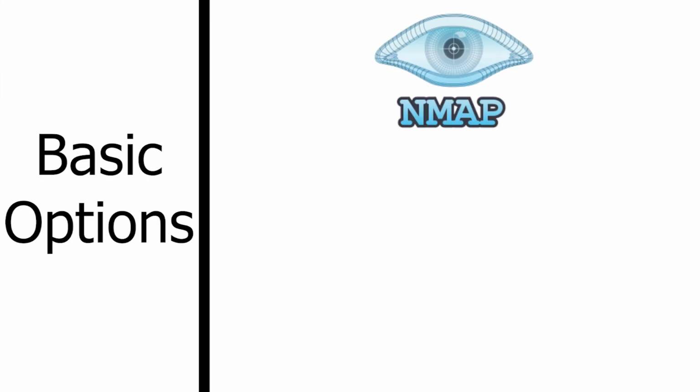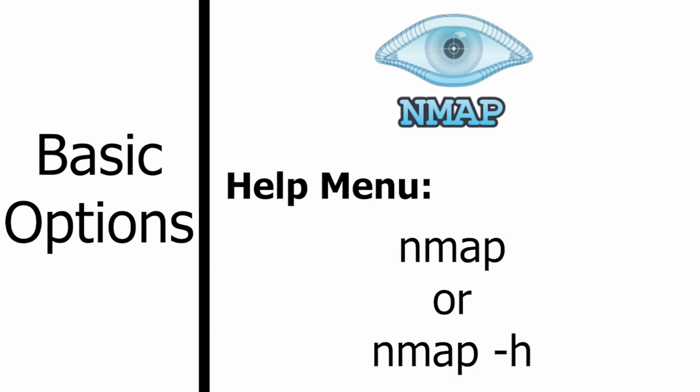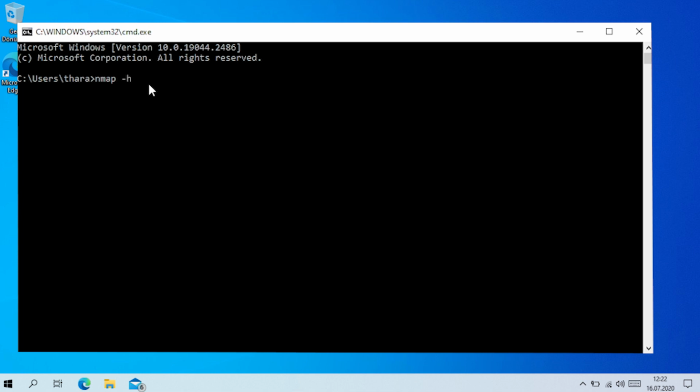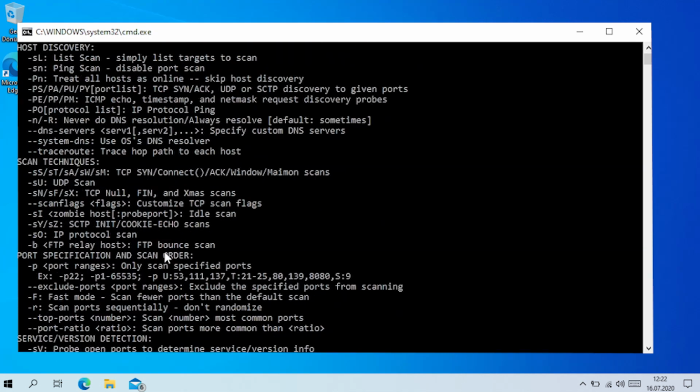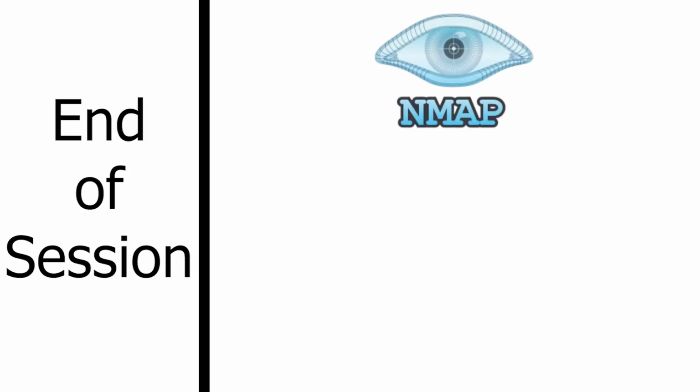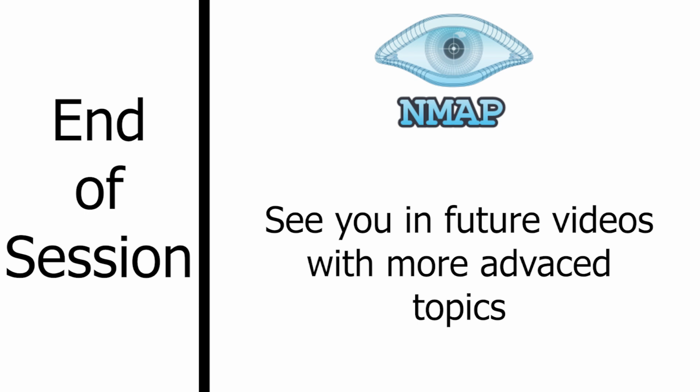Finally, if you need to access the help of Nmap, you can simply run the command nmap, or you can run nmap -h. It contains all the options and details about scan types you can perform with Nmap. And that's it. These are the basics of Nmap and how to use its commands. In future videos, we'll dive deeper into Nmap and cover more advanced topics, but for now, these basic commands should be enough to get you started.